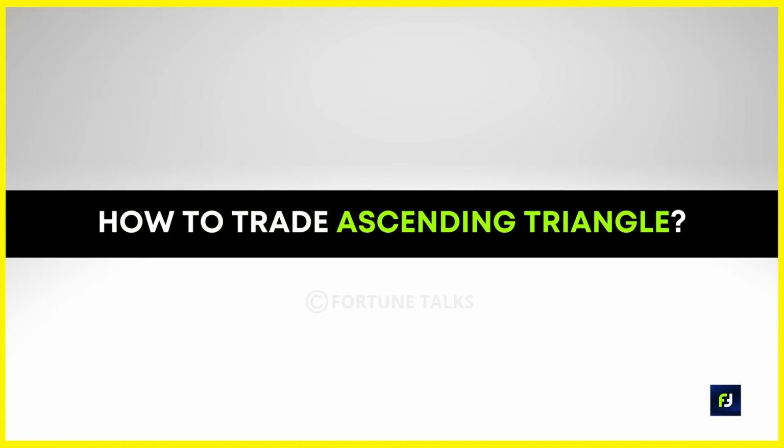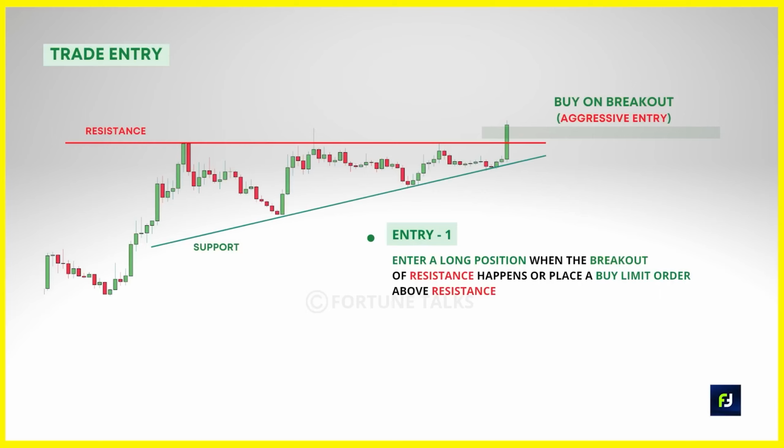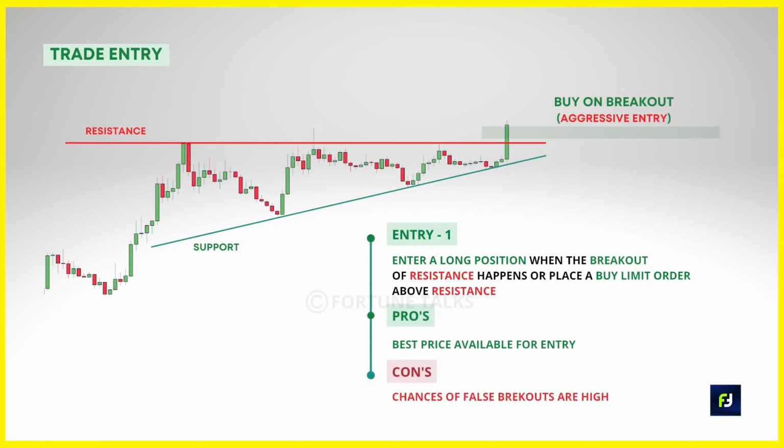Now we will talk about the entry criteria. So how to better time your entry? Well, there are a few ways to do it. The first approach is to go long when the price breaks above the highs of the ascending triangle or above the resistance level. Now, all you need to do is to place a buy order above the resistance level, and you will be immediately long when the price breaks above the highs. If the breakout is real, this is one of the best prices to enter. But this method is very risky, and chances are it might be a false breakout.